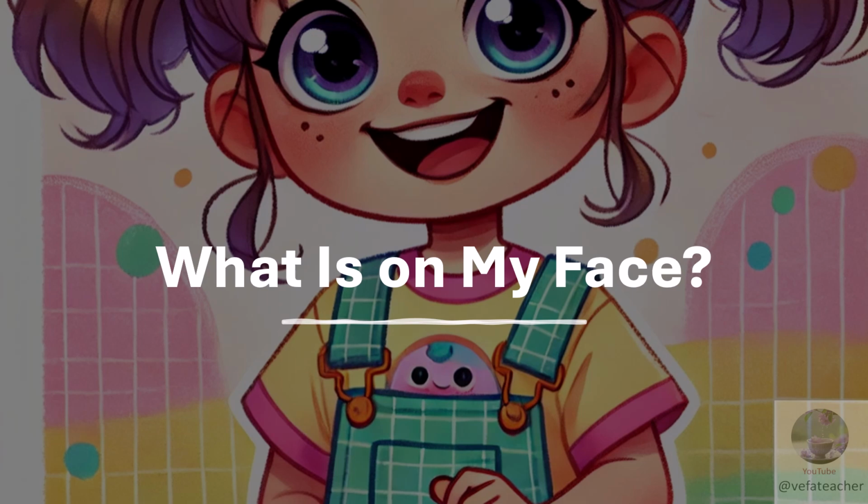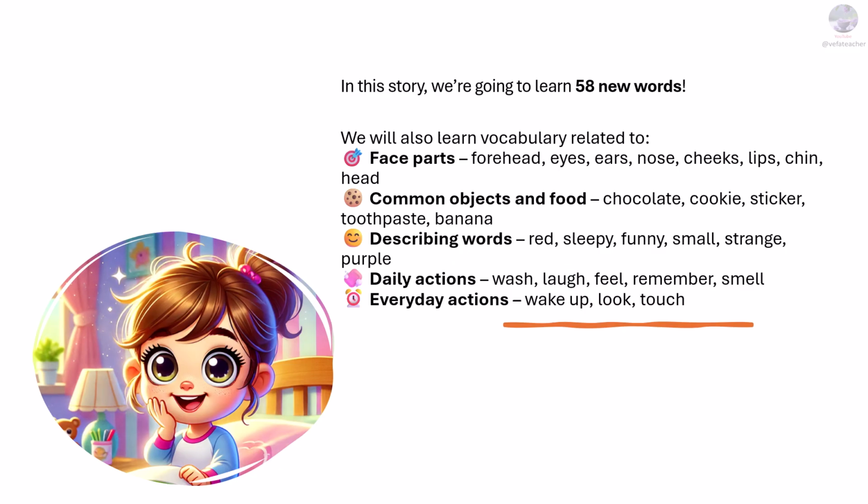What is on my face? In this story, we're going to learn 58 new words. We will also learn vocabulary related to face parts: forehead, eyes, ears, nose, cheeks, lips, chin, head; common objects and food: chocolate, cookie, sticker, toothpaste, banana; describing words: red, sleepy, funny, small, strange, purple; daily actions: wash, laugh, feel, remember, smell; everyday actions: wake up, look, touch.